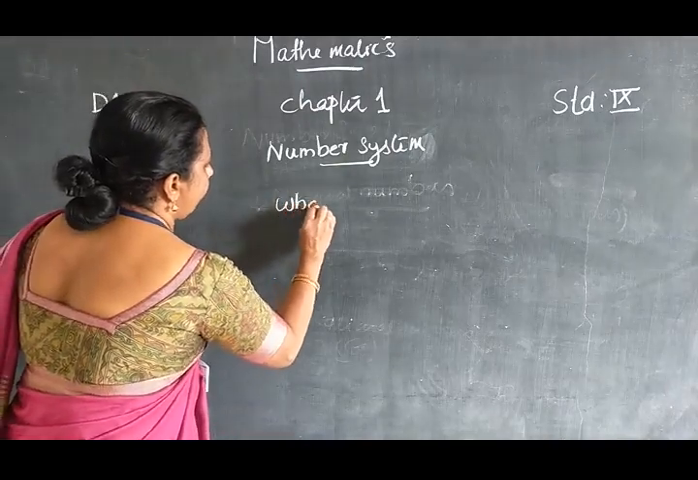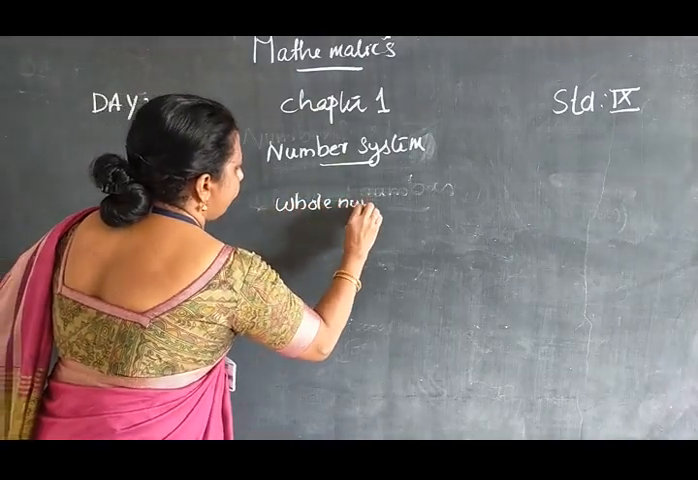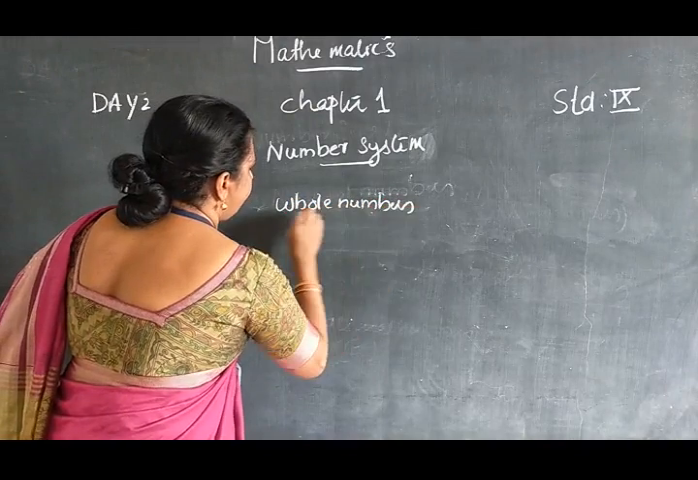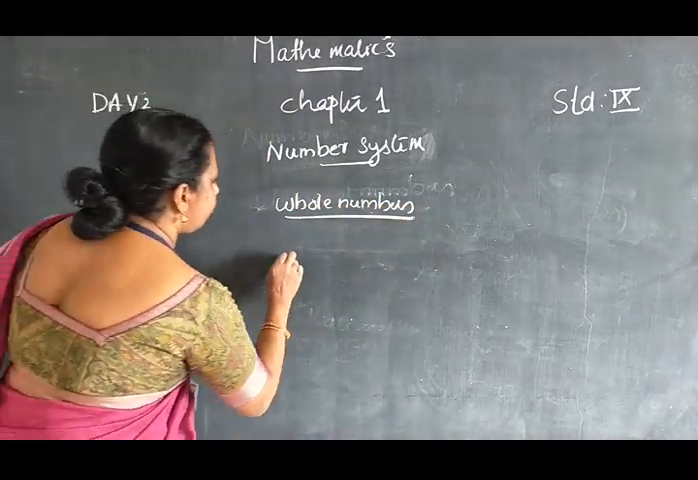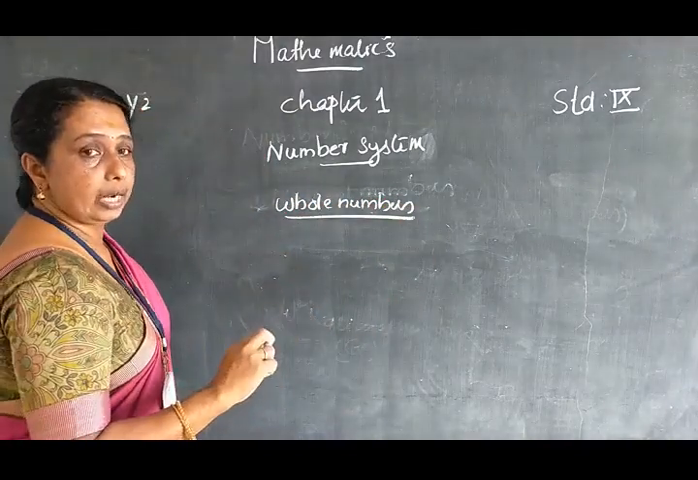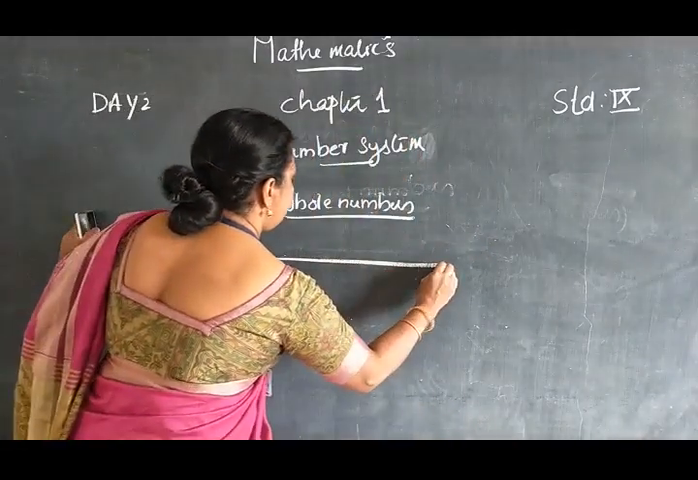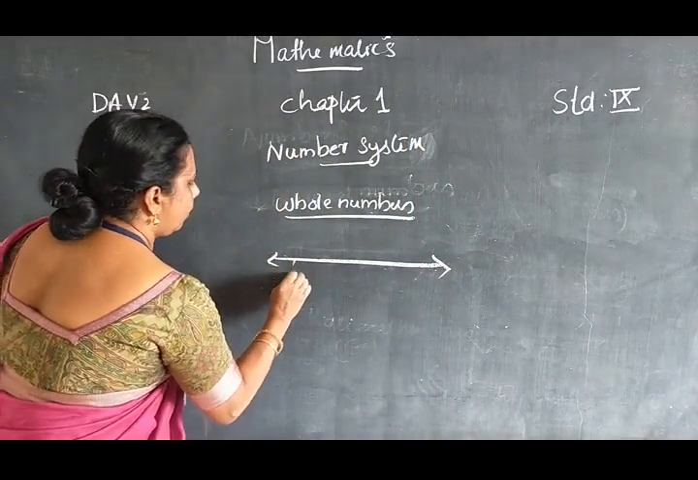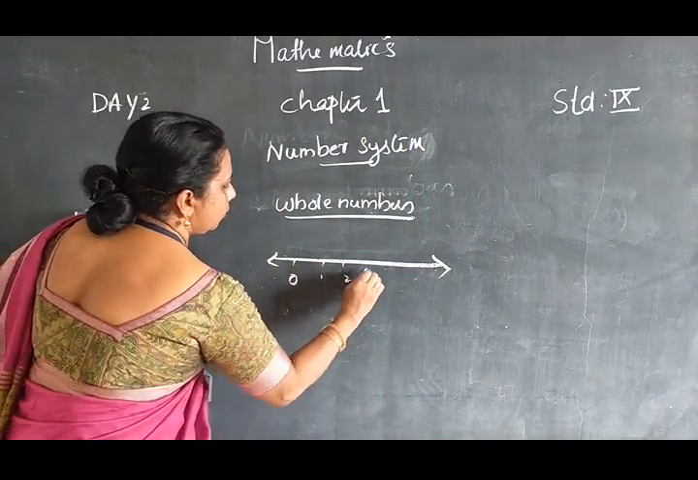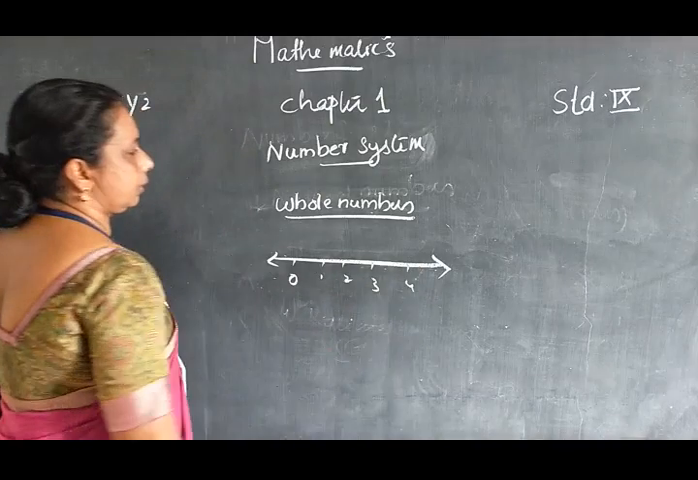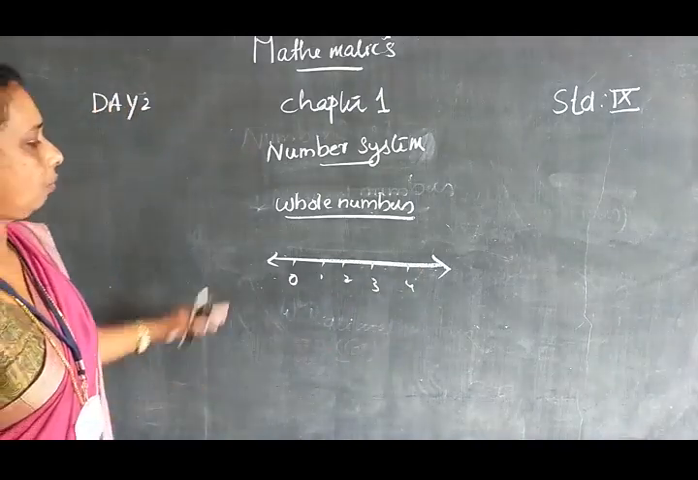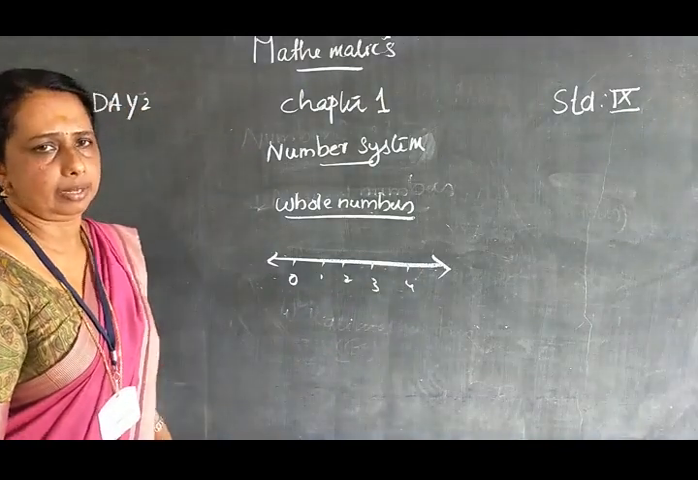Second one, whole numbers. The representation of whole numbers on a number line. Whole numbers are natural numbers including 0. So 0, 1, 2, 3, 4, etc. That is the representation of whole numbers on a number line.